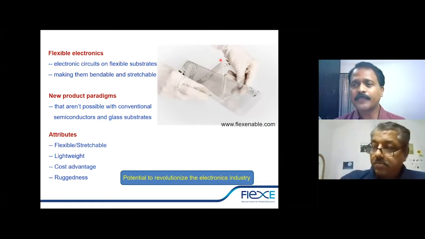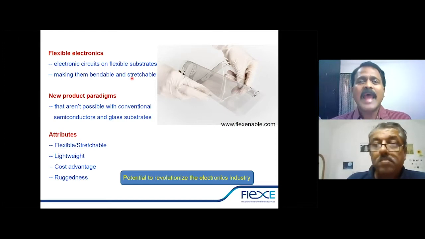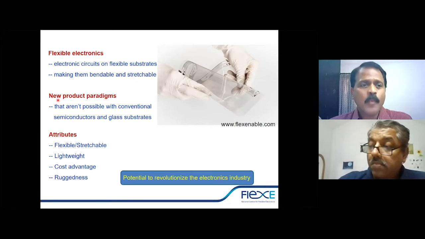And here is a picture which gives an example of flexible circuits on flexible substrates. And what does it enable? It enables making them bendable and stretchable, and that opens up different applications. And this opens up different product paradigms which are not possible with conventional semiconductor and glass substrates.